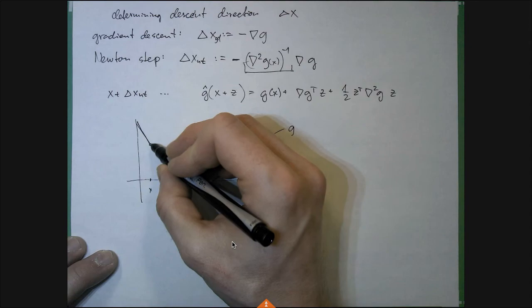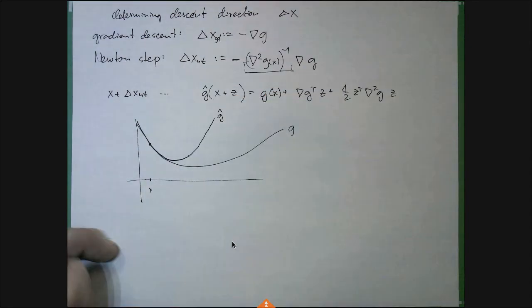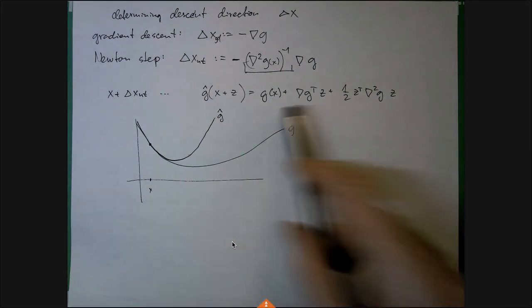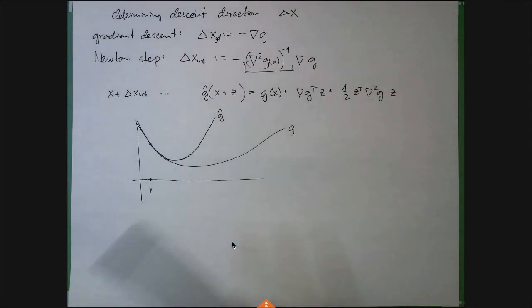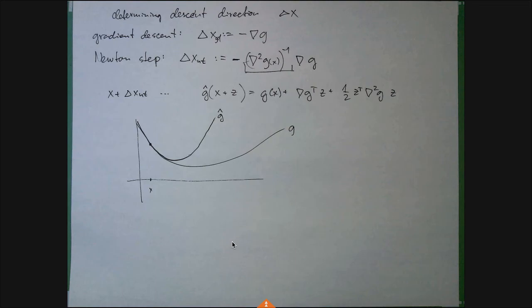And at this point, I find the best quadratic approximation to that function locally. And that's what this is. That's what the Hessian does, right? That's what we talked about when we talked about differentiation. The gradient is the best first order approximation. The Hessian is the best second order approximation.